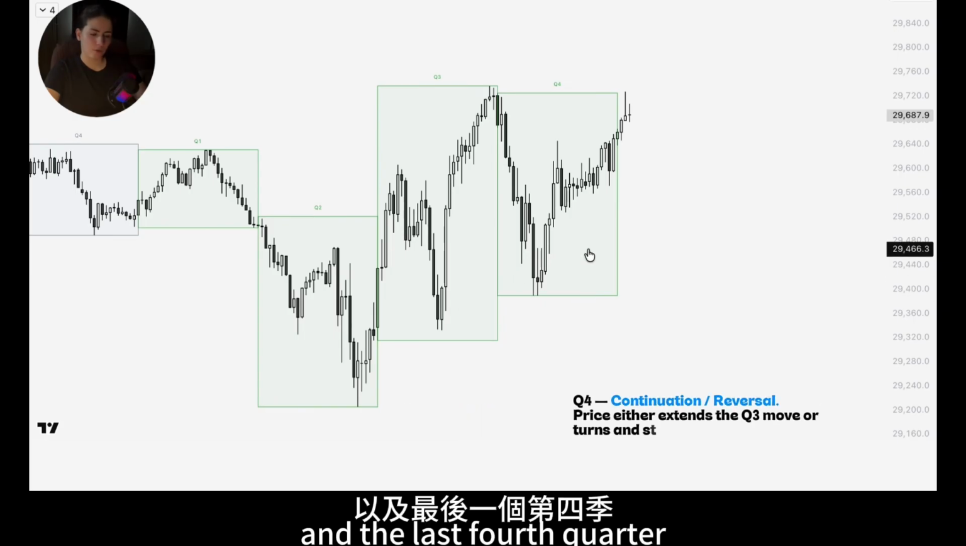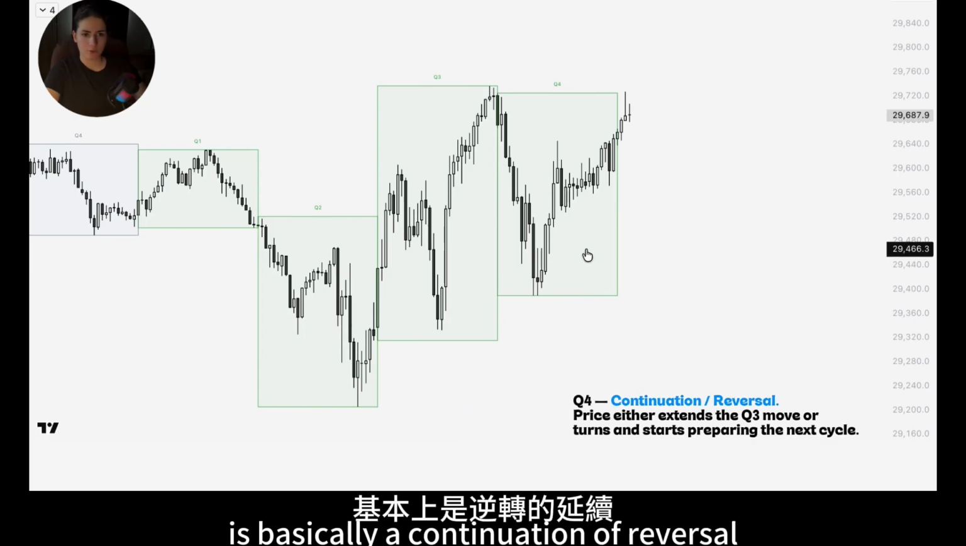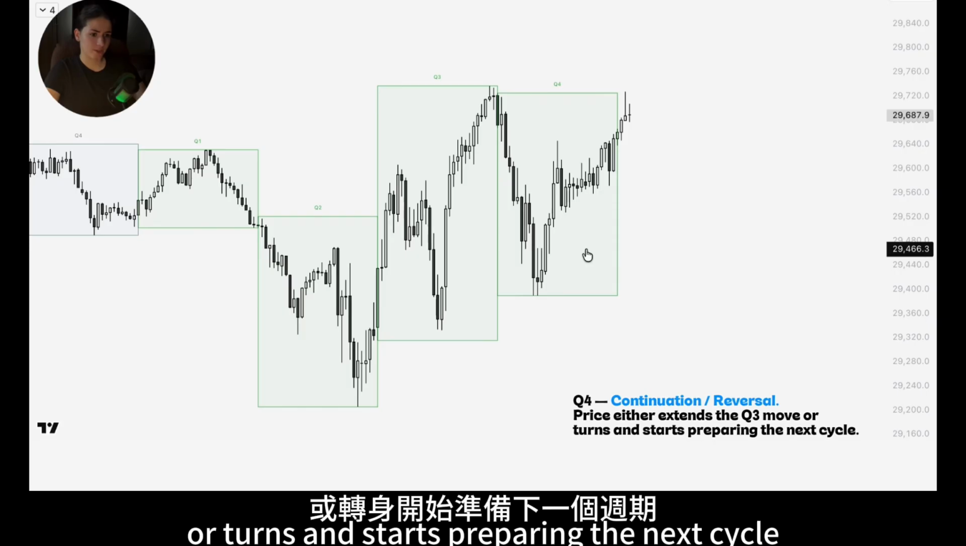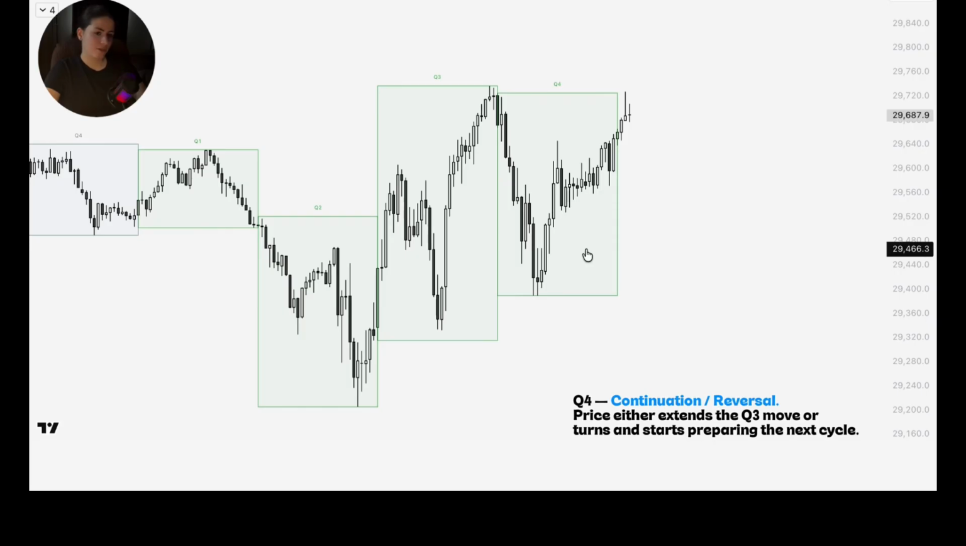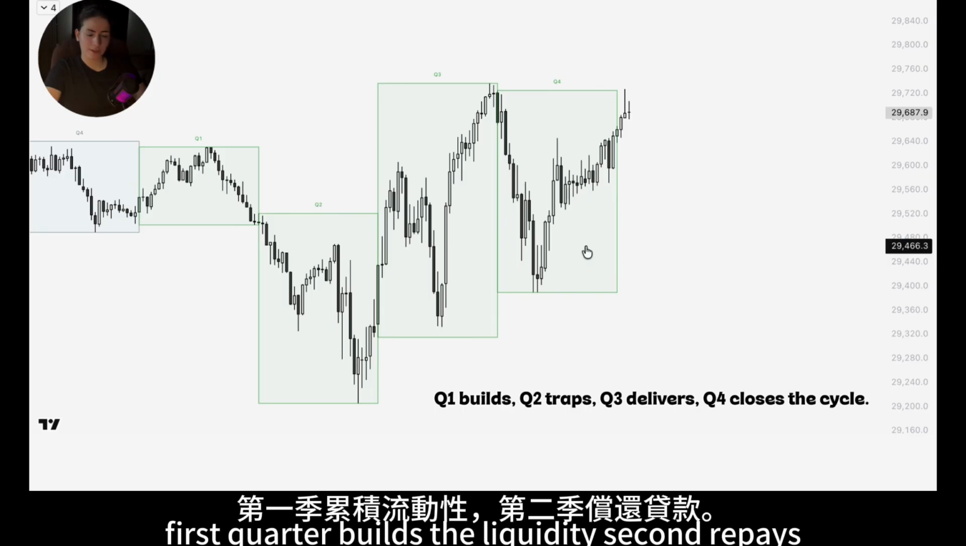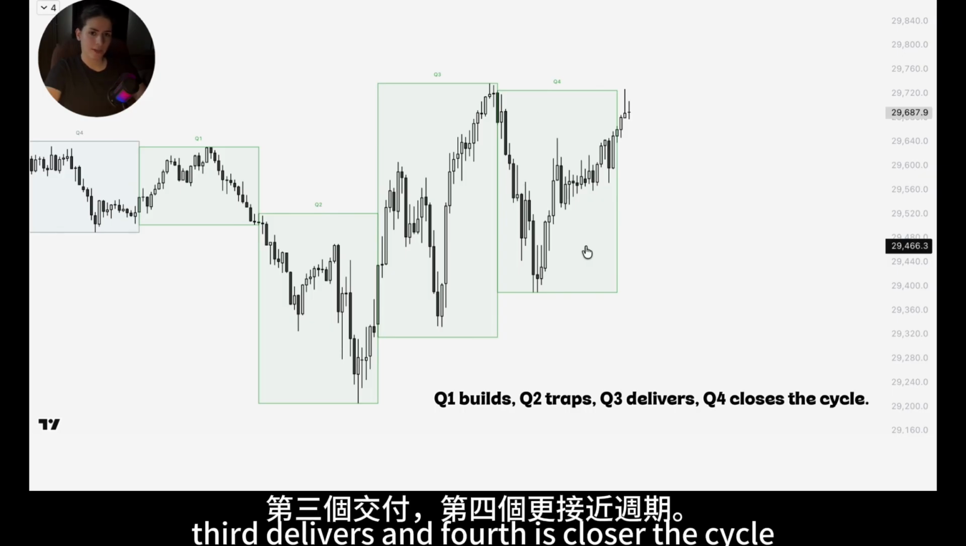And the last, fourth quarter. It's basically continuation or reversal. Price either extends the third quarter move or turns and starts preparing the next cycle. So the sequence is simple. First quarter builds the liquidity, second traps, third delivers, and fourth closes the cycle.